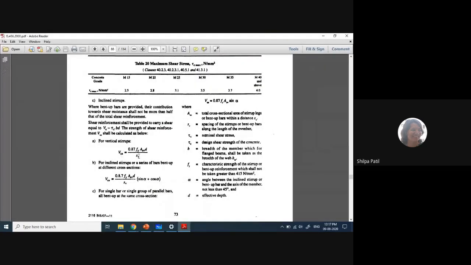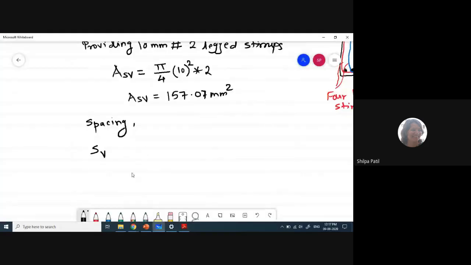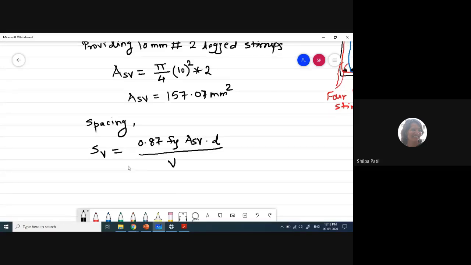So what is done? This Sv we have shifted here. So 0.87 Fy Asv into d divided by Vus, because we want to find out the shear spacing between the stirrups. Okay. So let me write down this formula. Sv is equal to 0.87 into Fy into Asv into d divided by Vus.